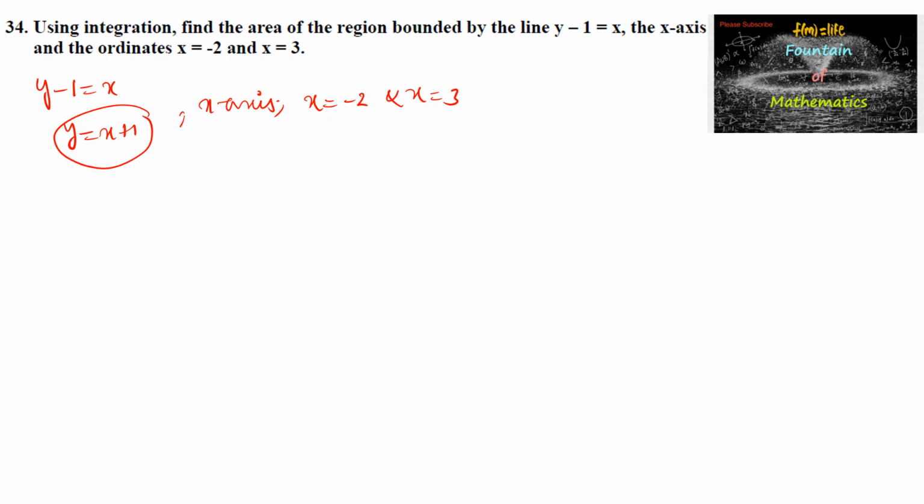So let us mark them on the graph, x-axis and y-axis, the origin, and we know that the line y is equal to x plus 1 passes through minus 1 comma 0 and 0 comma 1. So let us take the line.